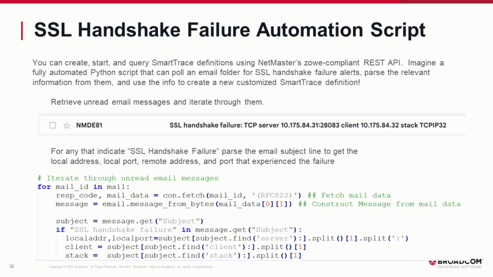To make this work, you'll want to configure the event detector to deliver an email notification if a handshake failure is detected. If you want more information on event detectors, let us know after this session. You can write a Python script that runs in a loop and a block of code to query the email address where these notifications are delivered and recognize when one is received. You can use a code snippet similar to the one shown to parse the local address and port, client address, and stack from the email subject line.